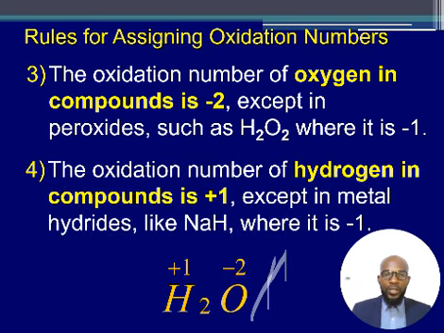Rule number 3: the oxidation number of oxygen in compounds is -2, except in peroxides such as hydrogen peroxide, where it is -1. The oxidation number of hydrogen in compounds is always +1, except in metal hydrides like sodium hydride, where it is -1. If you look at the water molecule, hydrogen is +1 while oxygen is -2.